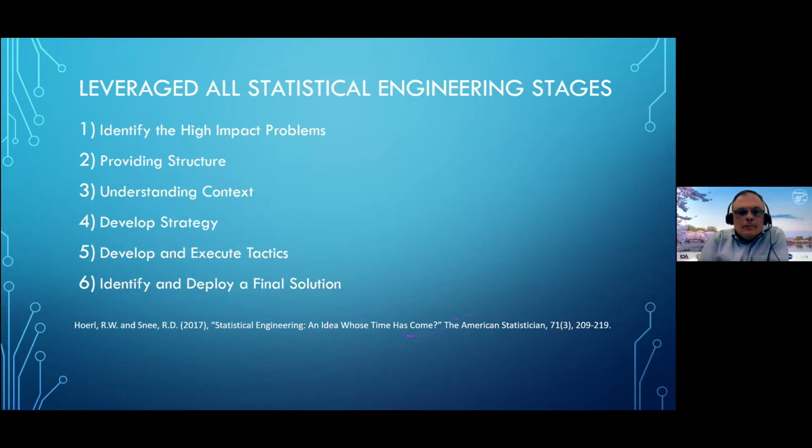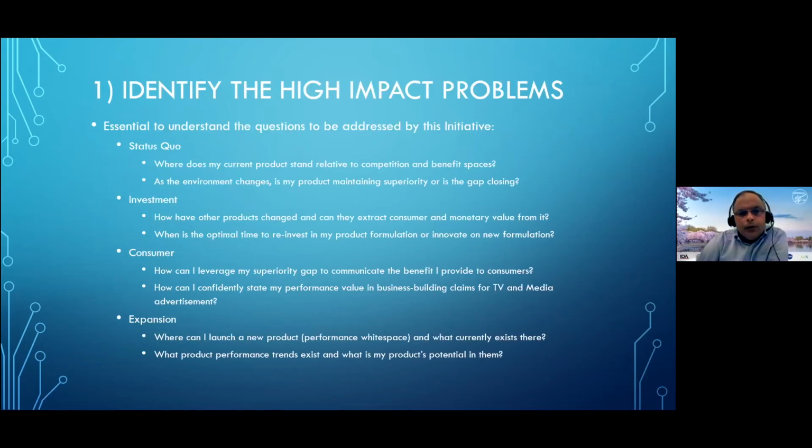So I'll talk about these 6 stages and how it links to our project. A nice paper that discusses those is listed at the bottom here. It was a very nice intro to the area that I benefited personally from to get a better understanding of statistical engineering. So let me cover each one of those areas and how it links to our project. I'll start with the first one. So identify the high impact problems.